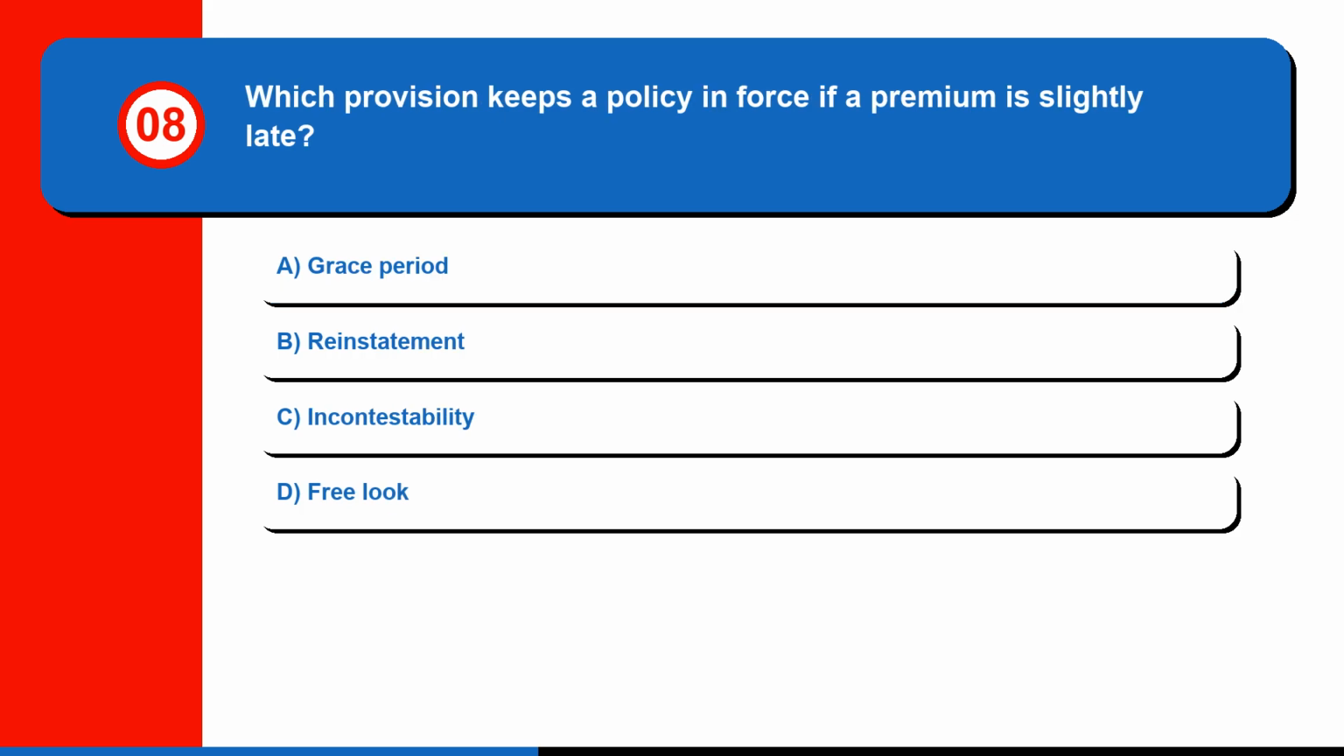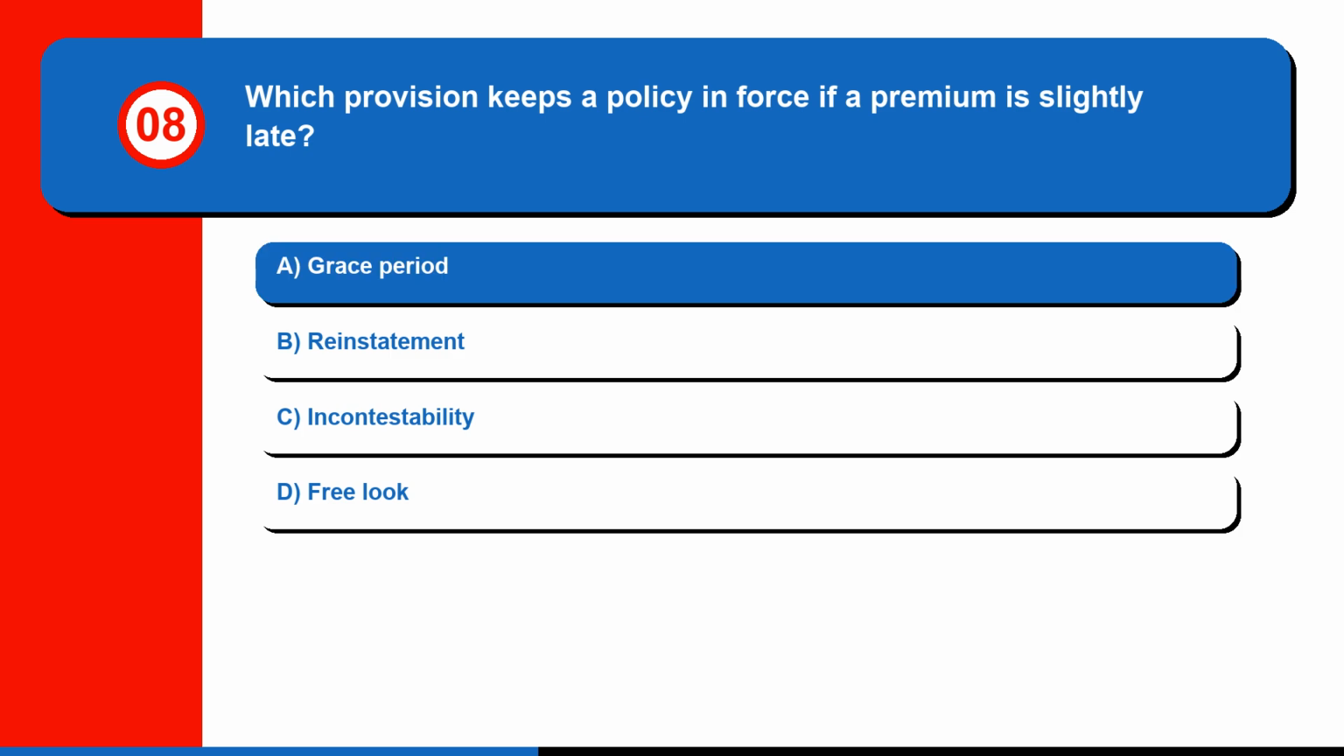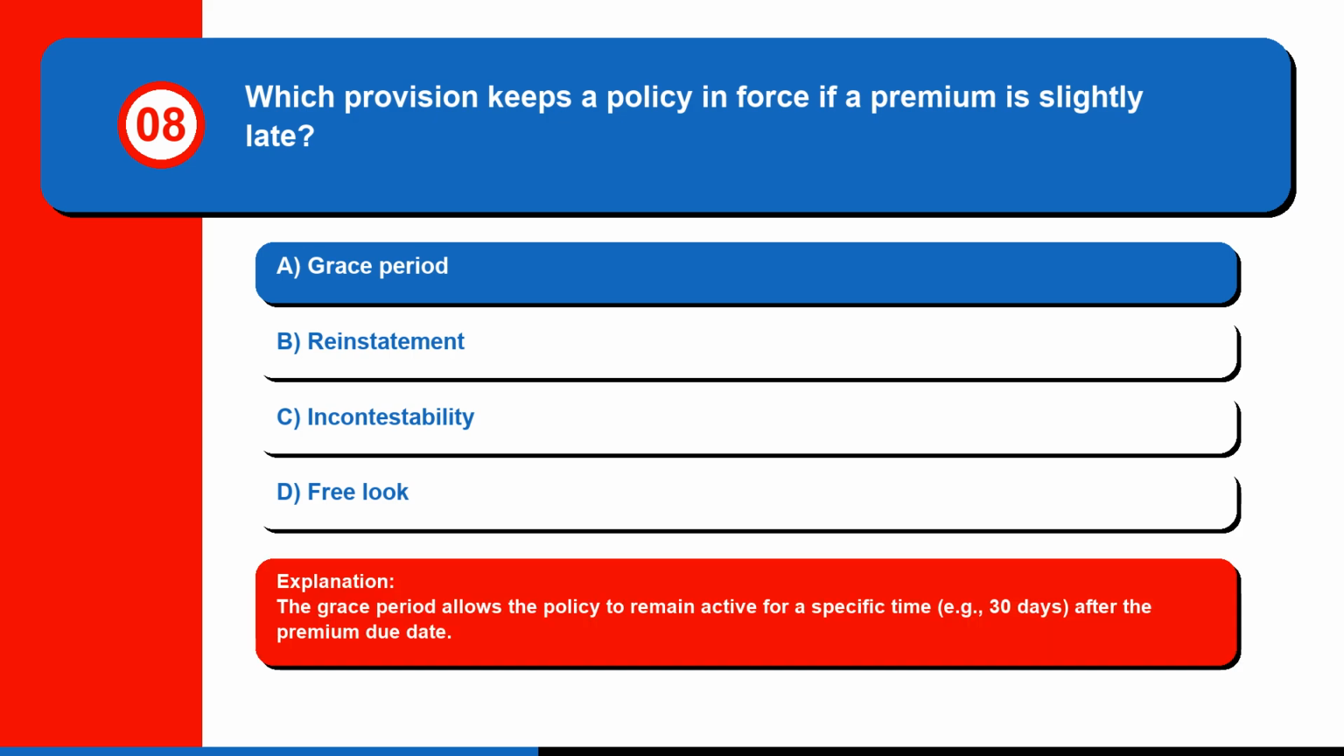Question 8. Which provision keeps a policy in force if a premium is slightly late? A. Grace period. B. Reinstatement. C. Incontestability. Or D. Free look. The correct answer is A. Grace period. The grace period allows the policy to remain active for a specific time, for example 30 days, after the premium due date.